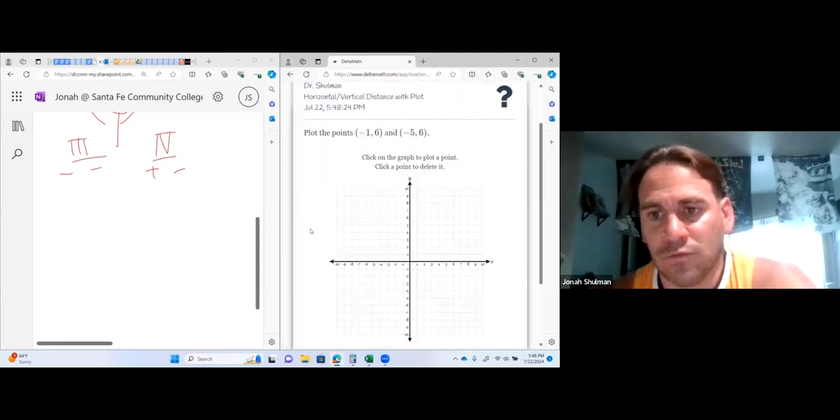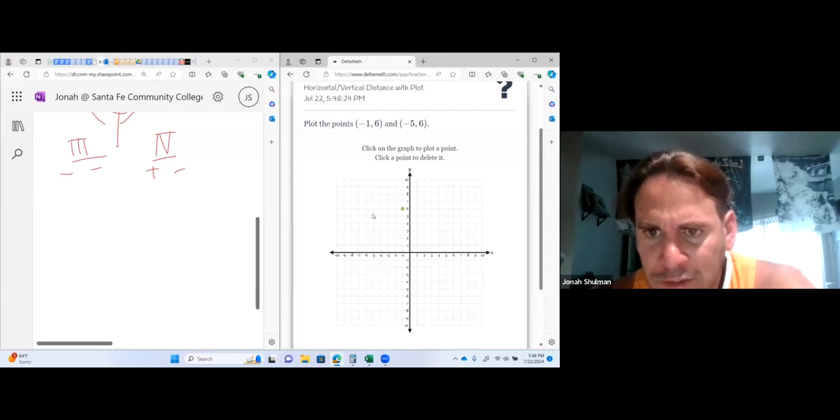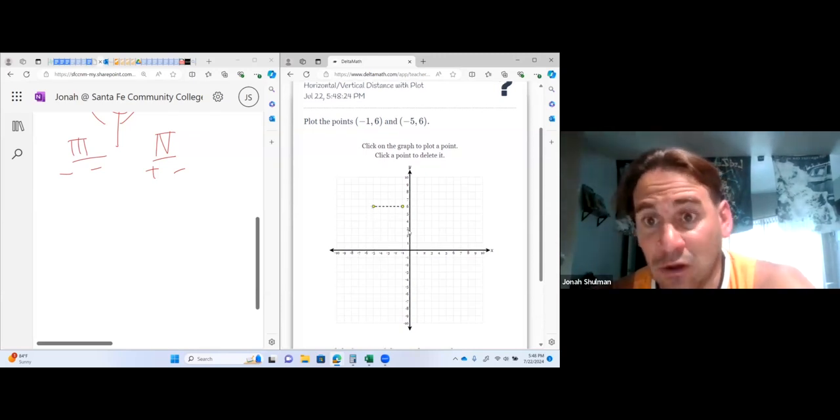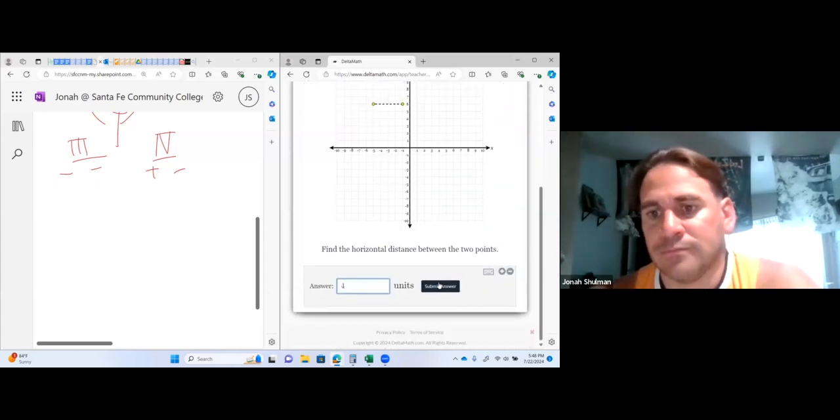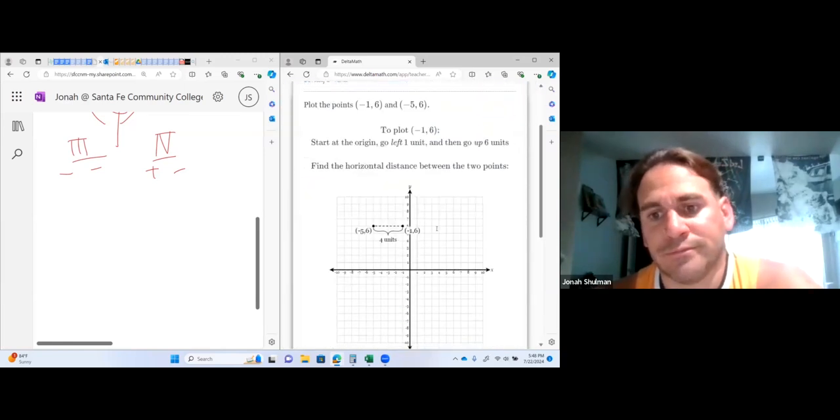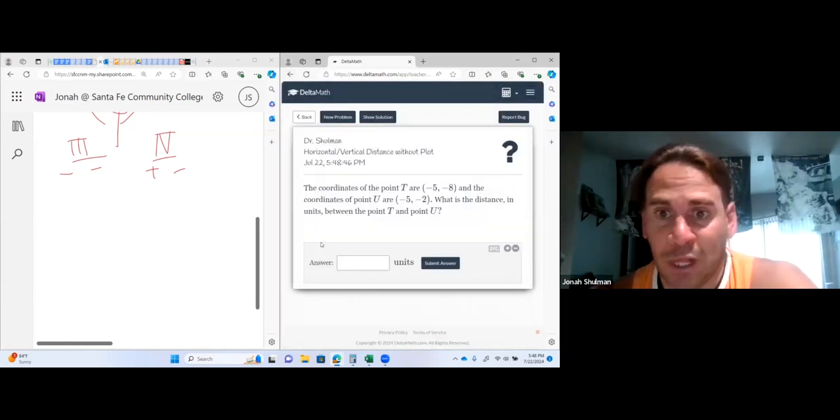All right, let's do a horizontal vertical distance. So this is like the distance formula. So we have to plot the points -1, 6, and the point -5, 6. Because it's a straight line, we can just count 1, 2, 3, 4. We can just count that it's 4 spaces. They'll get harder, I promise. All right, let's do it without a plot.